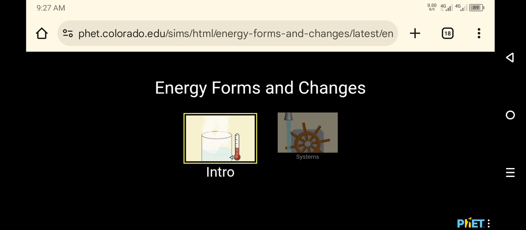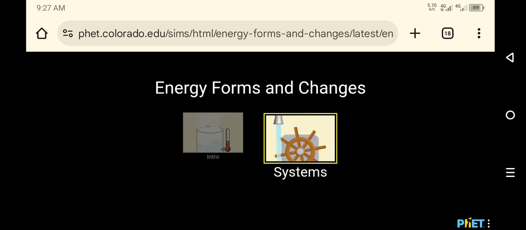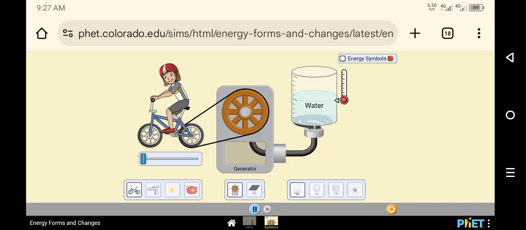The intro is the change in state of matter. But here you get to see the systems. Here we do have a system which has a man riding a bicycle. We do have a generator, a beaker containing water, and at the bottom a heater. We are going to see how one form of energy can be converted into another form of energy.